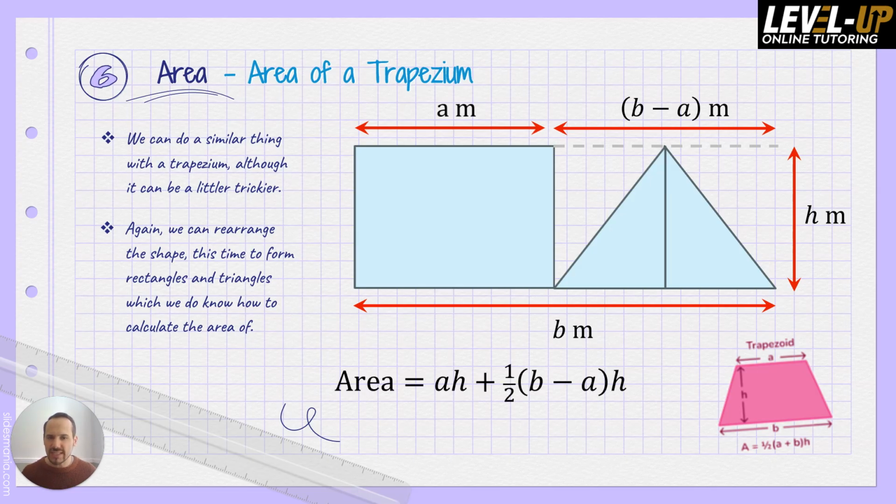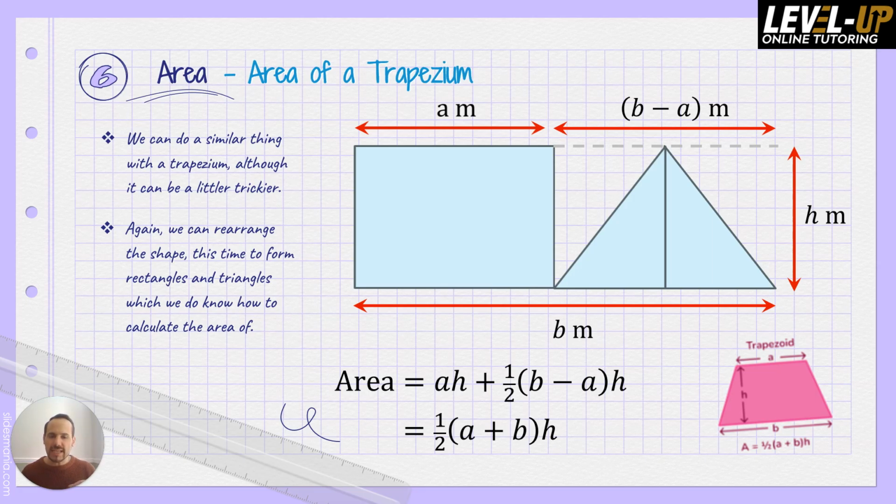And then if we essentially do the exact same thing, but more algebraically, and we try and simplify this by collecting together like terms, you essentially get that expression of half times (A plus B) times H. So you don't need to know how to prove that, but I just wanted to show you so you can see where that comes from.